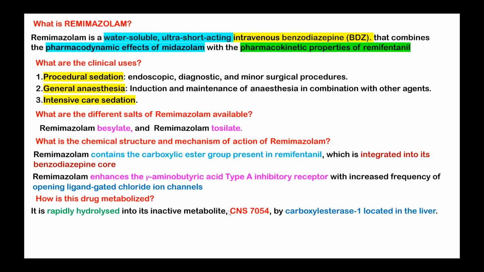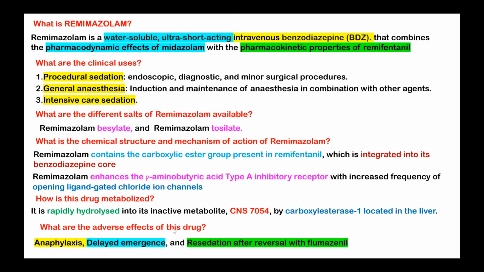depression. So this is the drug which is metabolized to the inactive metabolite, CNS 7054, by carboxylesterase 1 located in the liver. And the adverse drug effects are prolonged sedation, delayed emergence, and resedation. Reversal is possible with flumazenil also.